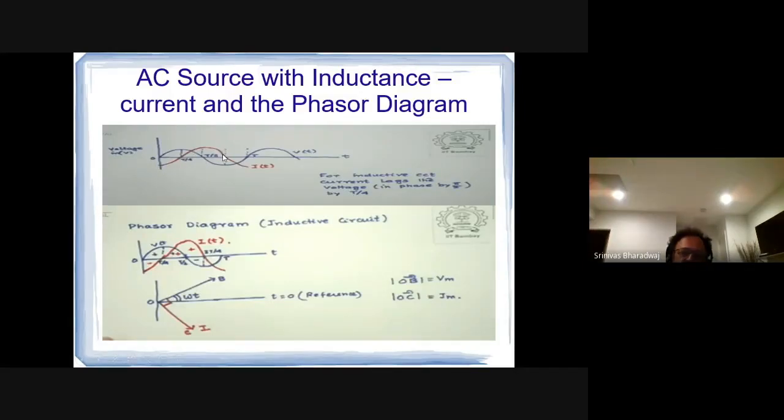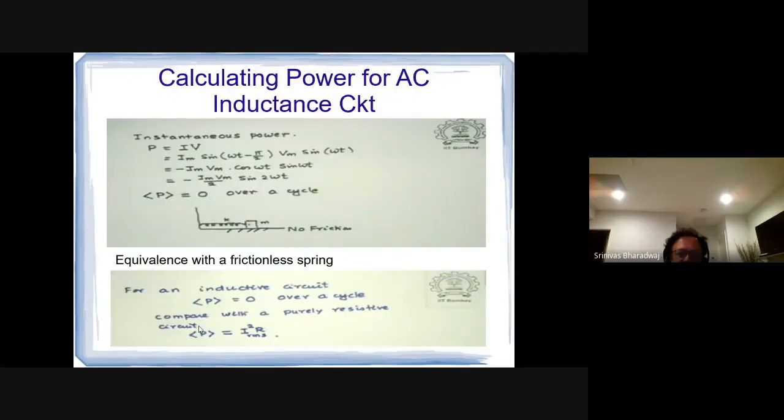So this difference in phase changes the phasor diagram like this. If the voltage is here, the current is 90 degrees behind it. That's the minus pi by 2 there. As the voltage rotates, the current will also rotate, but out of phase.